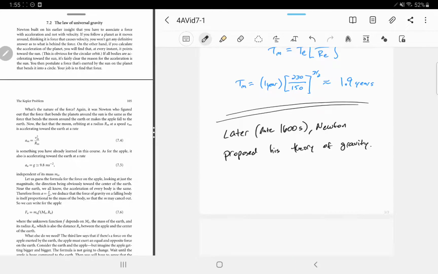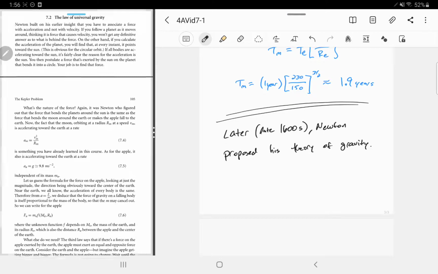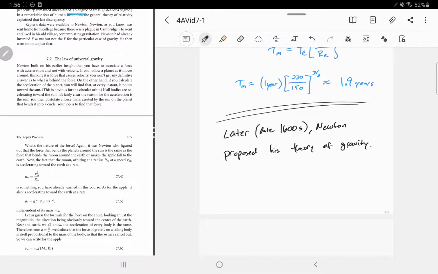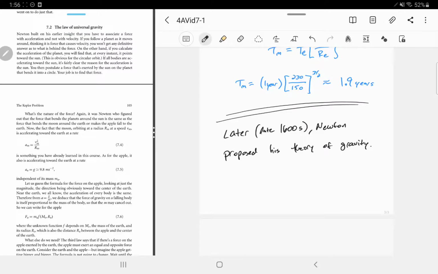So remember, he was the one who, before the law of gravity, had his laws of motion. Newton's first law, second law, third law. So F equals the sum of the forces is mass times acceleration, and then equal and opposite forces. That came about just a little before this by Newton. And he used those laws of motion along with some previously known facts to get at the law of universal gravity. So that's what your book is doing in section 7.2 here.